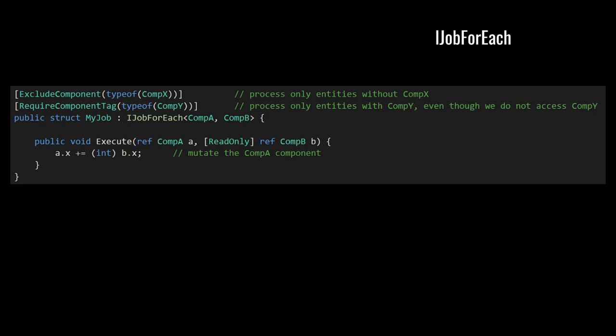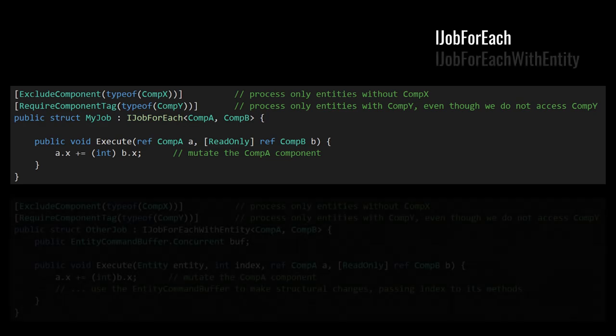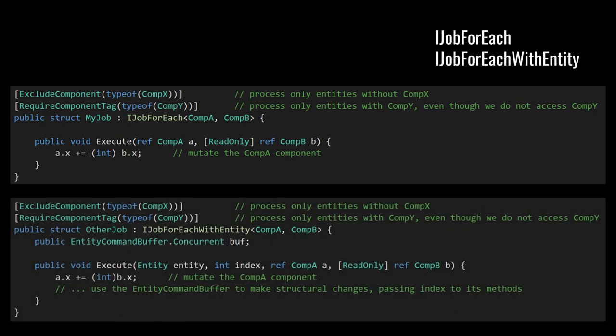For each entity, the components we actually access are passed by ref to the execute method, such that mutations to the component parameter directly mutate the component in the chunk. Note here that the comp B parameter is marked read-only, so we cannot mutate it. The IJobForEachWithEntity variant passes the entity ID to the first parameter of the execute method.